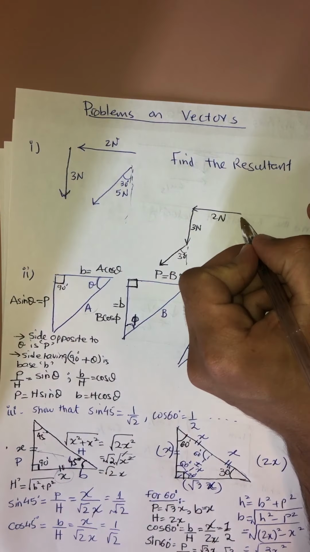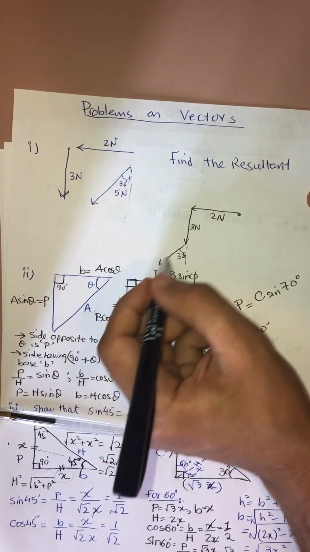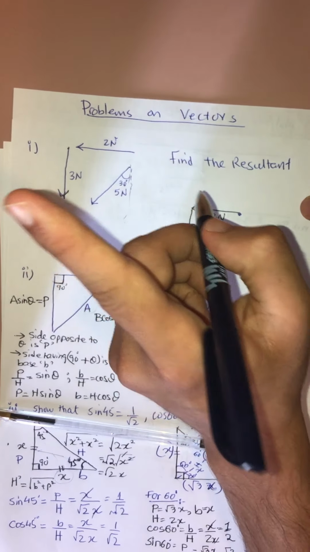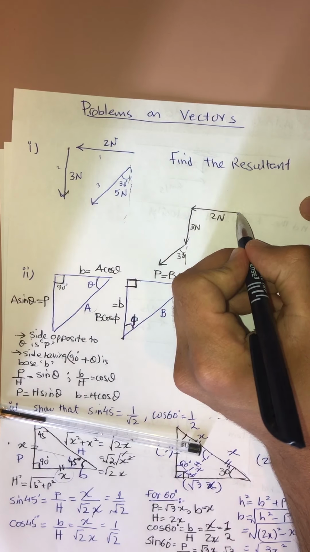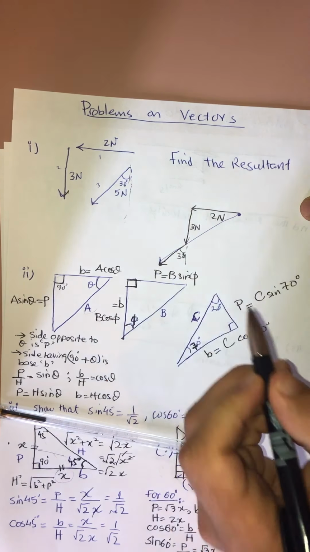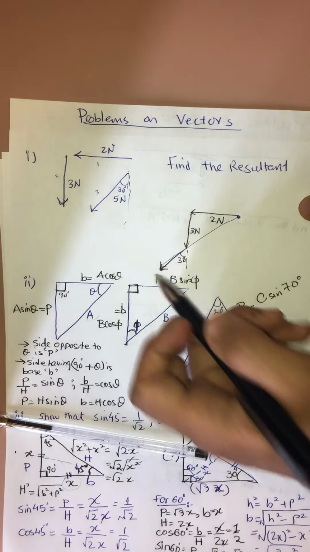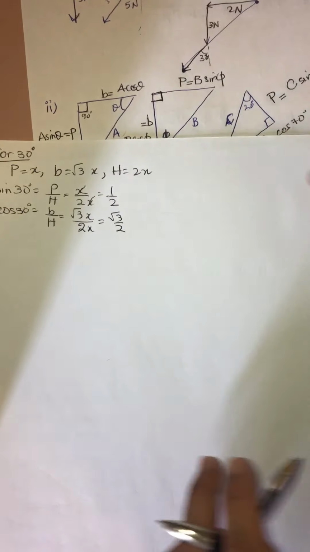So the resultant of all these three vectors is the vector that is going from the tail of the first vector, this is the first, this is second, this is third, to the head of the last vector, which is this one here. But this is very complicated. It's very difficult to solve all these. The easy way is to first solve the first two vectors.